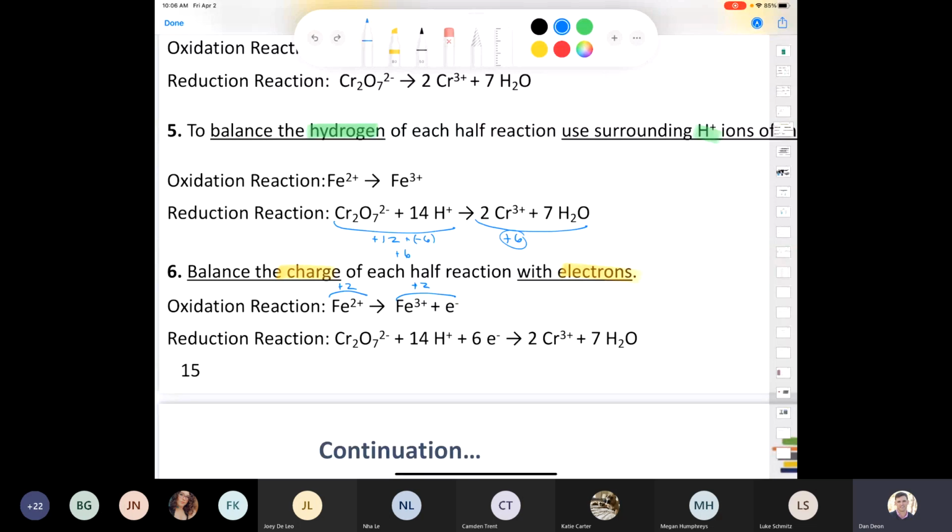But the problem is you can't add them together the way that they're written right here. You add them such that you can cancel out the number of electrons. I got 1 electron in the first reaction and 6 in the second reaction. So I'm going to take this entire oxidation reaction and multiply the whole thing by 6. That way I'll have 6 electrons as a product. I have 6 electrons here as a reactant, and it'll always work out that way.